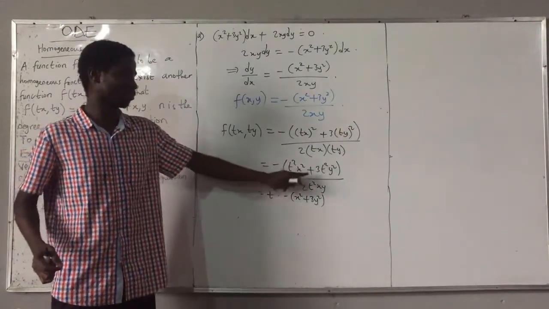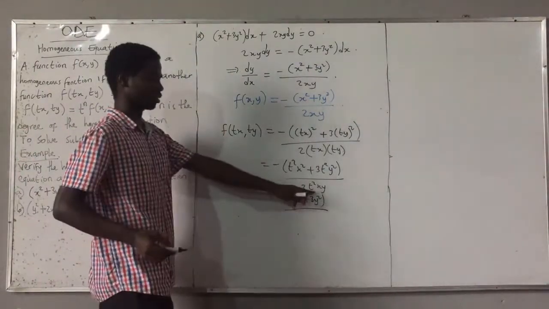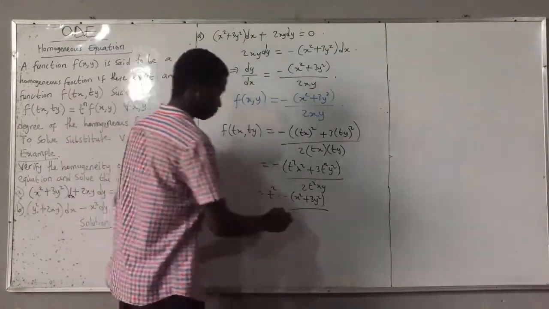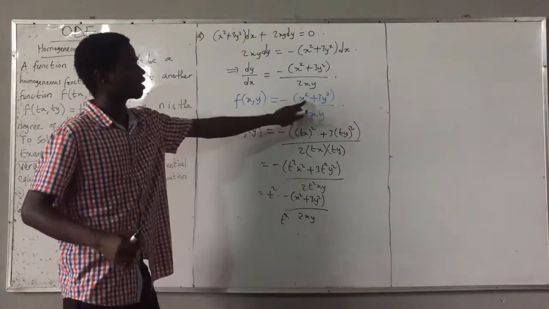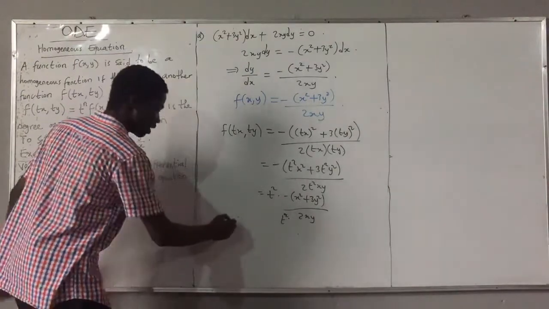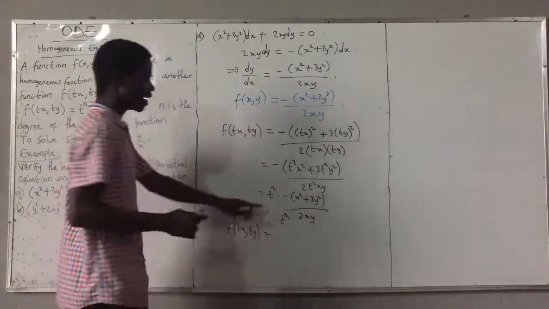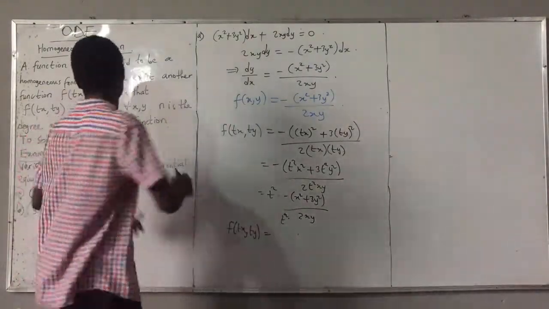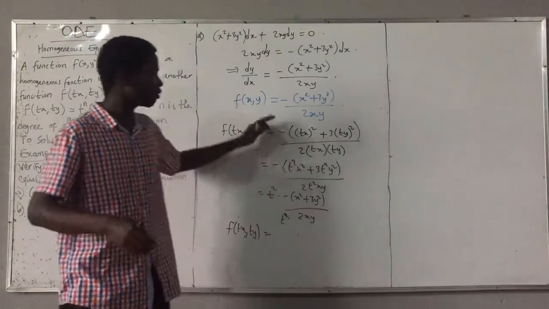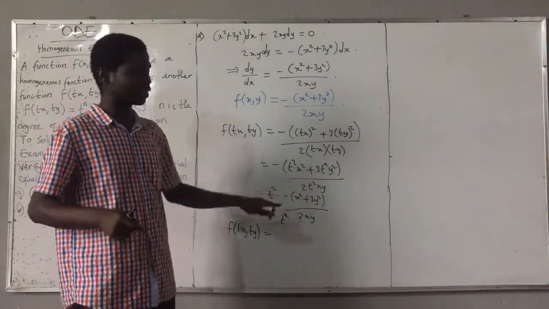If you bring out t squared, it remains x squared. If you bring out t squared, it remains 3y squared. So this is the minus. Even at the denominator too, t squared can come out, then you are left with 2xy. So minus x squared plus 3y squared all over 2xy. So that means f of tx, ty is actually equal to t squared times f of x, y. You can cut it, but don't cut it. They are saying t raised to power n f of x, y, so the n is 2. So the degree of homogeneity of this homogeneous function is 2. Do you understand?